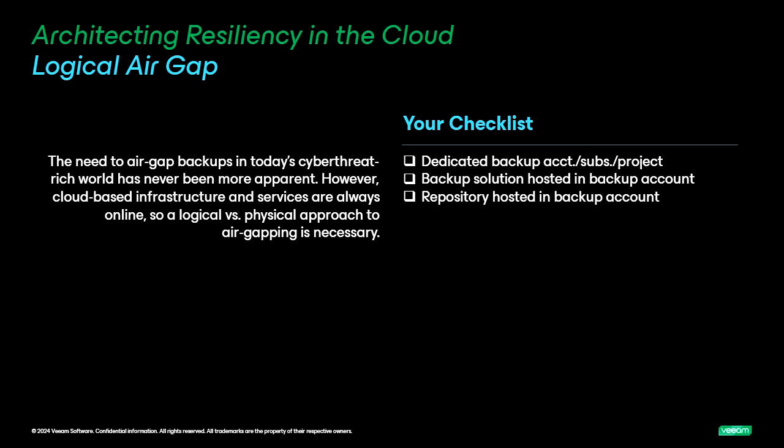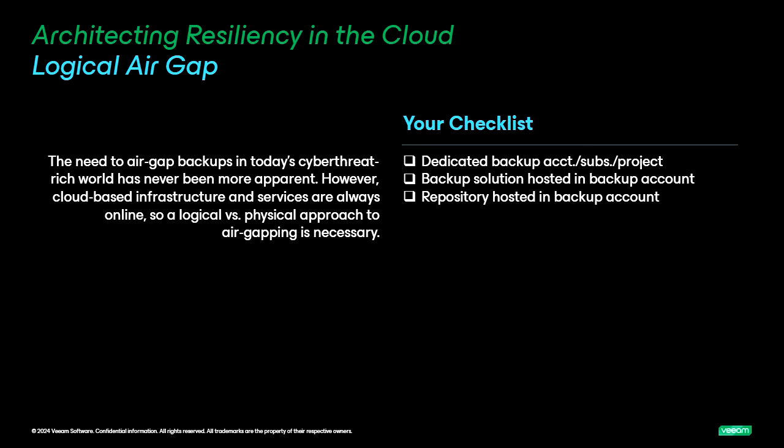And that kind of leads us nicely onto the next one, which is this notion of a logical air gap, right? Now, we've been dealing with air gaps for a long, long time. I can remember dealing with tapes going off to Iron Mountain, right? We've got that air gap. It's no longer connected to the system. But how do we do that in the public cloud where everything's constantly connected to a network?